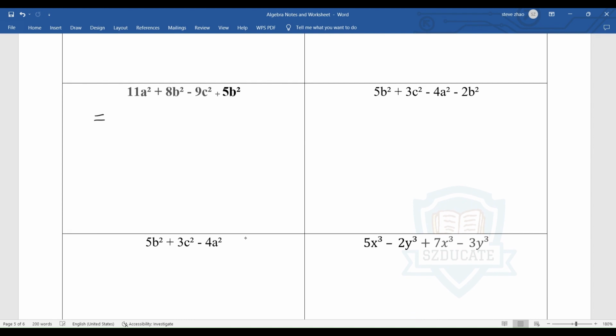Okay, we come to the square domain. 11a square plus 8b square minus 9c square plus 5b square. Now we can see that 11a square has no like term, so we just leave it in front, don't touch it. 8b square and 5b square we put together: 8b square plus 5b square. And then there's minus 9c square.